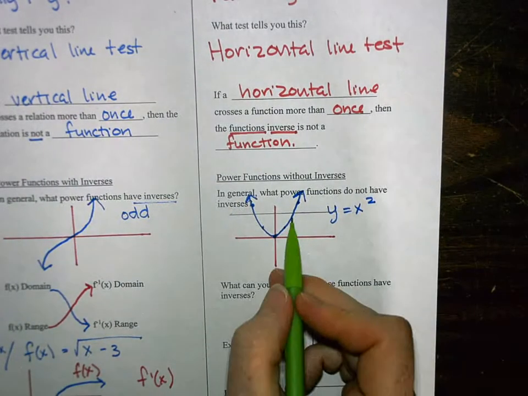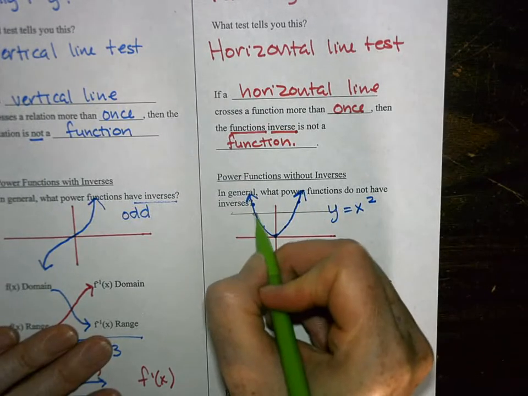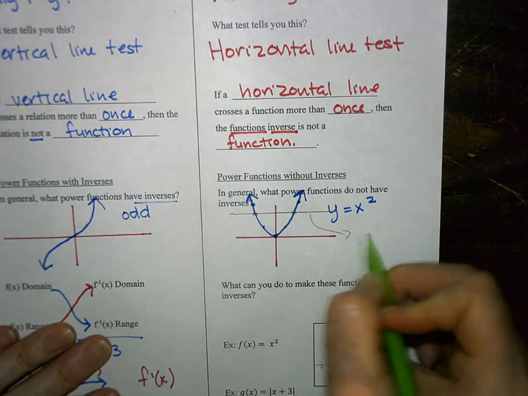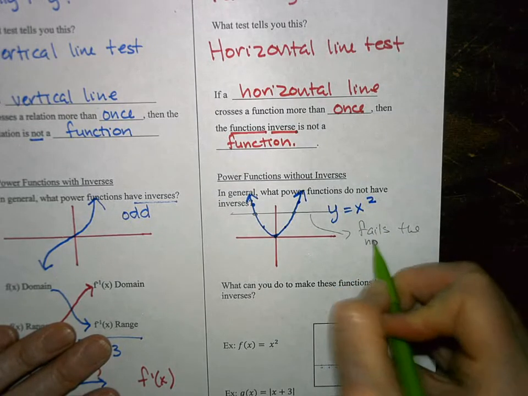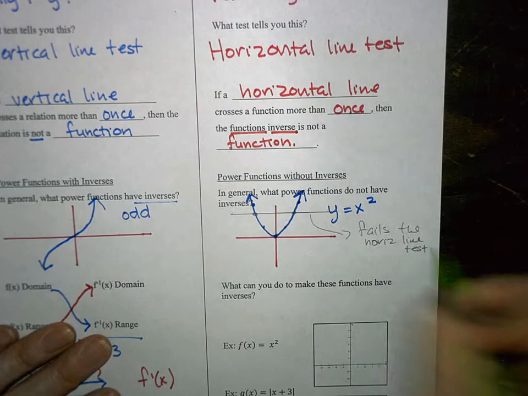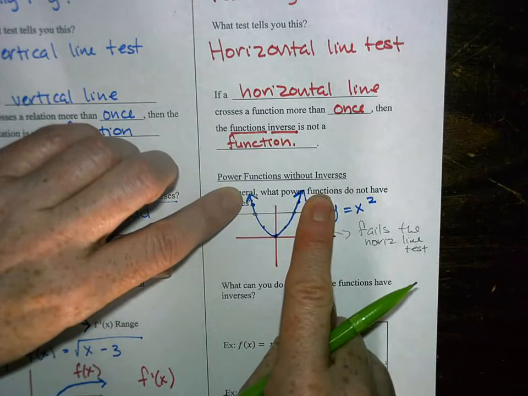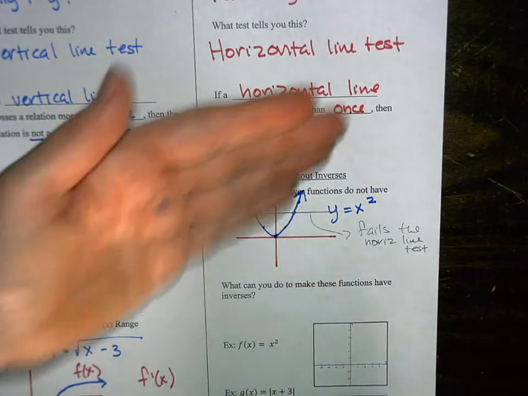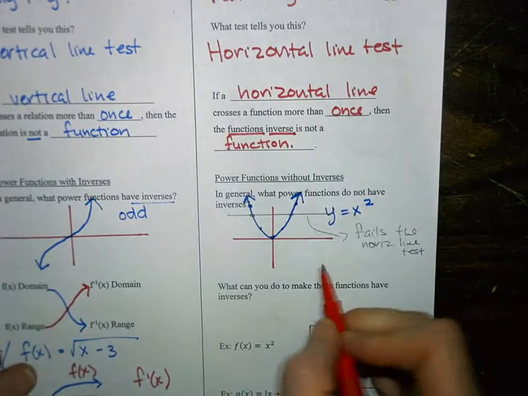This fails the horizontal line test, okay? Because it hits twice. So it fails the horizontal line test. So we know that the inverse of y equals x squared will itself not be a function. And let's just picture it real quick.